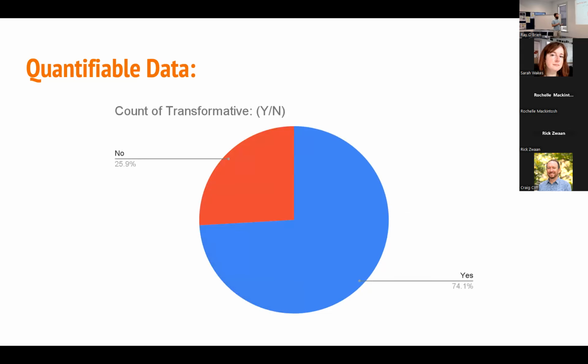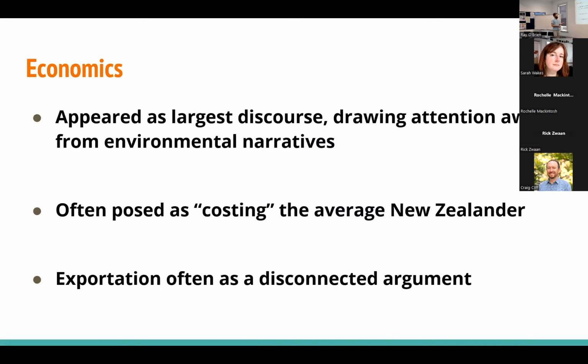We also found that most of these describe green hydrogen as transformative. Whether they were skeptical or supportive or critical of green hydrogen, about 3/4 of the articles stated quite clearly that they thought this was going to be a transformative technology. What this means is, regardless of how New Zealanders are seeing green hydrogen and what they're hearing about it, they're likely to be seeing it as an important, transformative technology that's going to have quite an impact on the country.